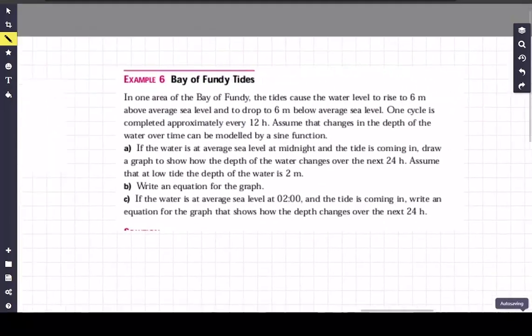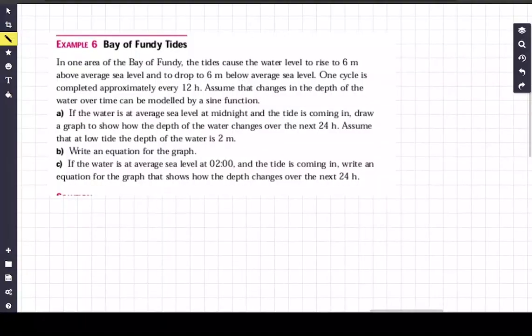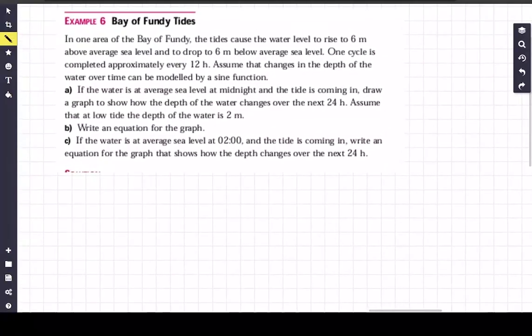Remember, it's just a continuous cycle, so draw it a few more times until you reach 4 pi. So this is the question that I really want to talk about. I guess it's a word problem. In one area of the Bay of Fundy, the tides cause the water level to rise to 6 meters above average sea level and drop to 6 meters below average sea level. One cycle is completed approximately every 12 hours.